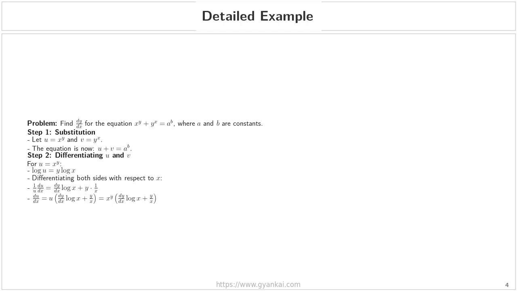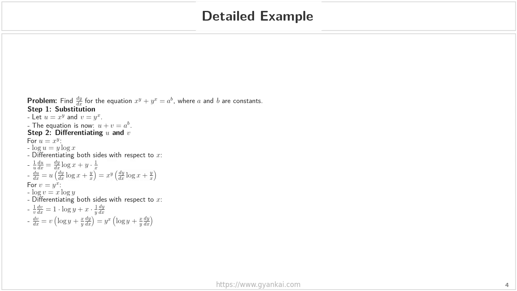First, let's look at u equals x to the power of y. By taking the natural log of both sides, we get the log of u equals y times the log of x. When we differentiate both sides with respect to x, the left side becomes 1 over u times du dx. On the right side, we apply the product rule, resulting in dy dx times the log of x plus y over x. To isolate du dx, we multiply the entire expression by u, substituting x to the power of y back in for u. We find that du dx equals x to the power of y times the quantity dy dx times the log of x plus y over x.